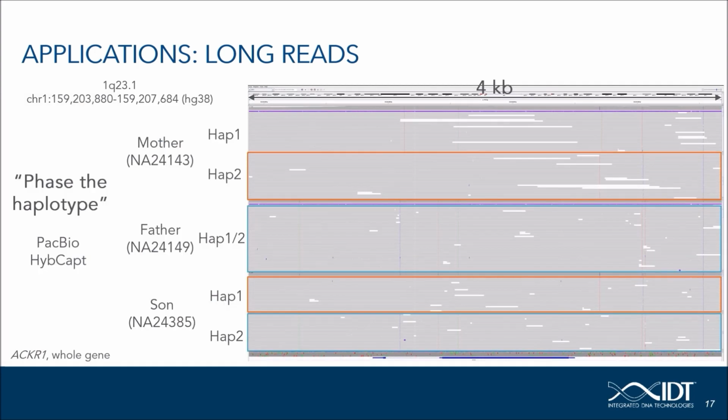This is an example of how well long reads can be used to phase the haplotype in case this is required for your application. On the right, you can see a screenshot of IGV, where 3 reference samples, the Ashkenazim trio, the mother, the father, and the son, were hybridization capture enriched and sequenced with a PacBio Sequel II machine. The haplotypes could be resolved over the whole ACKR1 gene, which totals 4 kilobases in length. You can nicely see that the son inherited haplotype 2 of his mother, as well as one of the identical alleles of his father.